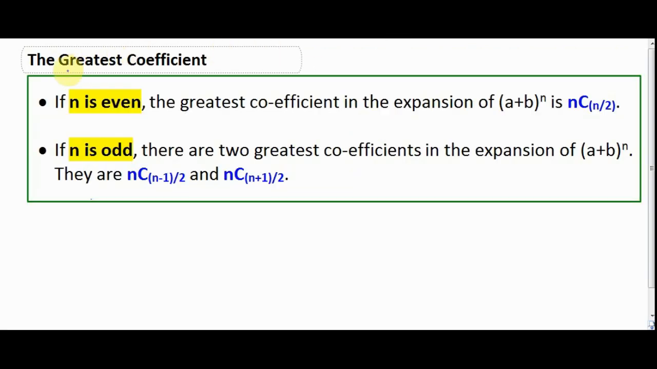Now let's see what is the greatest coefficient. If n is even, the greatest coefficient in the expansion of (a plus b) whole raised to n is nC n by 2. And if n is odd, then there are two greatest coefficients in the expansion of (a plus b) whole raised to n, and they are nC (n minus 1) by 2 and nC (n plus 1) by 2. So we are having two greatest coefficients when n is odd. Now let's see one problem related to this.